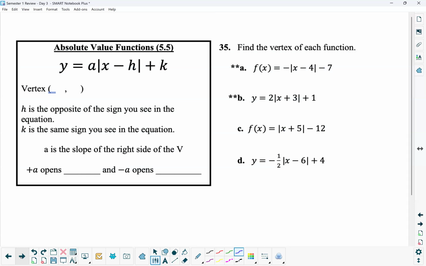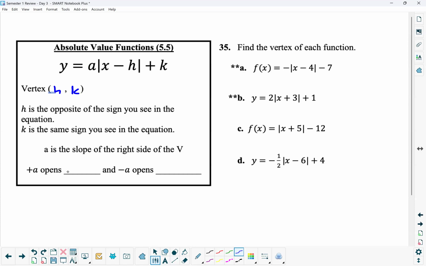Absolute value functions. Our general form, sometimes called vertex form, y equals a times the absolute value of x minus h plus k, where our vertex are the points h, k. So h, you get the opposite of the sign that you see in the equation. K is the same sign that you see in the equation. A represents the slope of the right-hand side of the V shape for the absolute value.